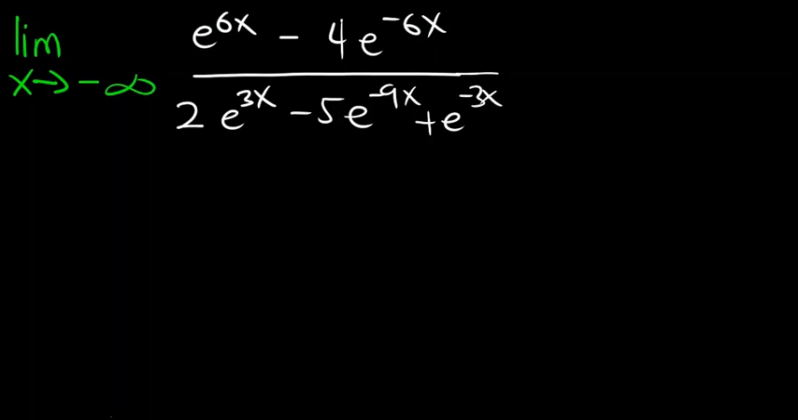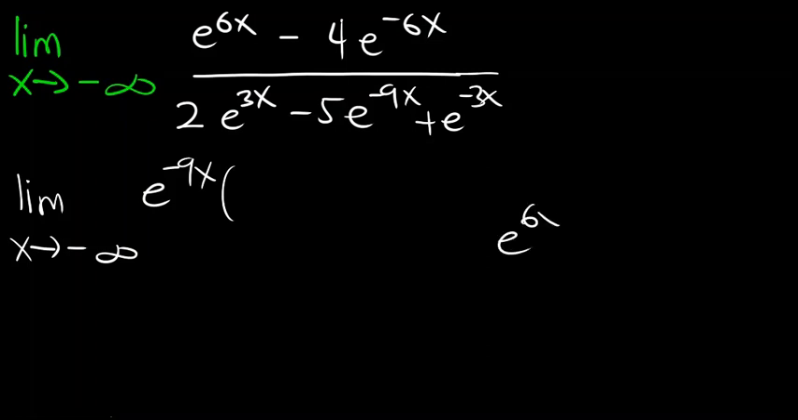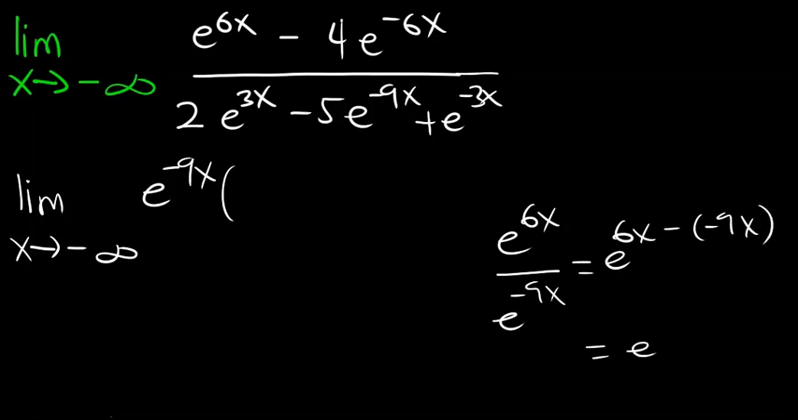So we are going to factor e to the power minus 9x out from both the denominator and the numerator. Let's look at that. We are going to have the limit as x approaches minus infinity, and in the numerator we are going to factor out e to the power minus 9x. So let's do the computation. We are going to have e to the power 6x divided by e to the power minus 9x, and this will be equal to e to the power 6x minus 9x, which will be equal to e to the power 15x.